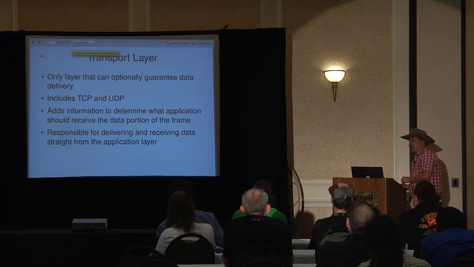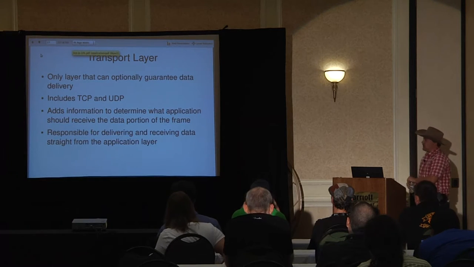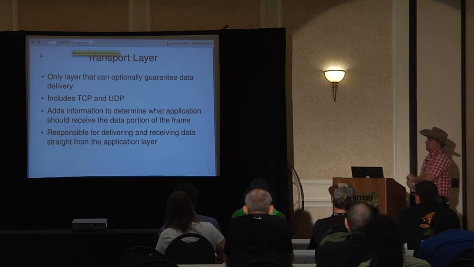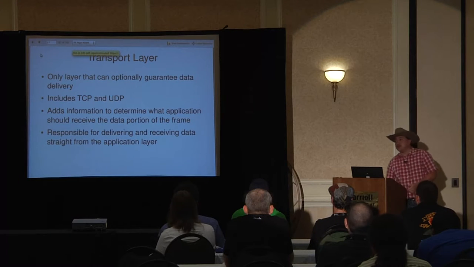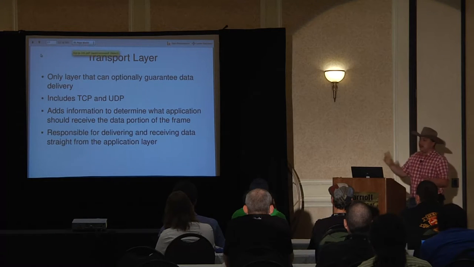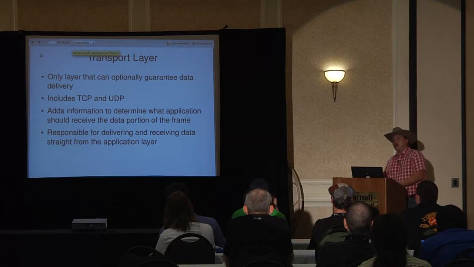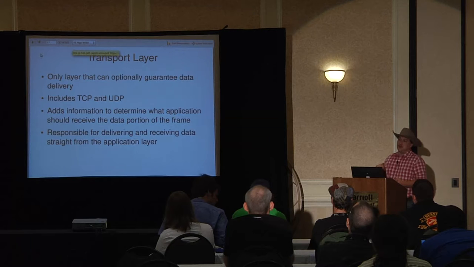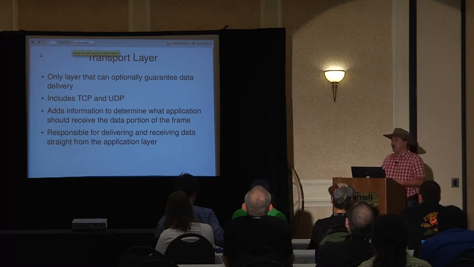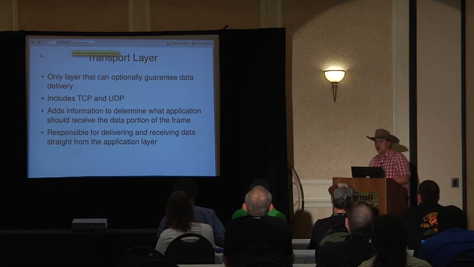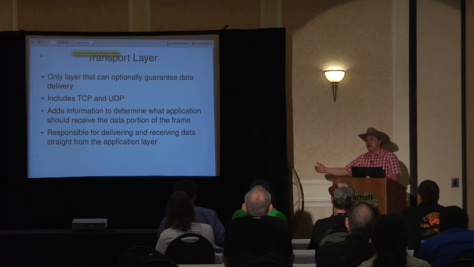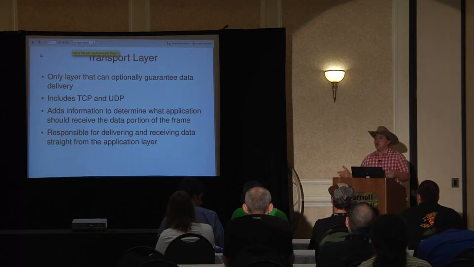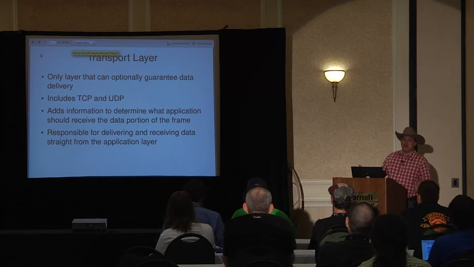It's responsible for delivering and receiving data straight from the application layer. In the reverse direction, Apache says, okay, I've got your GET index.html. Here's your index.html. And it wraps it up, sets the source port as port 80. The destination port will be the original source port. And that's how the two different endpoints know which applications to send the data between.